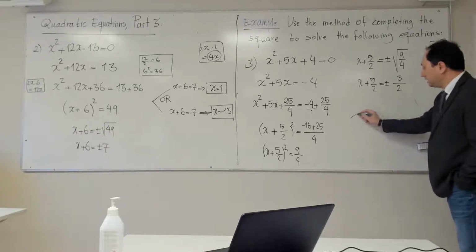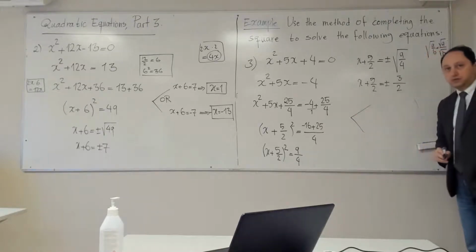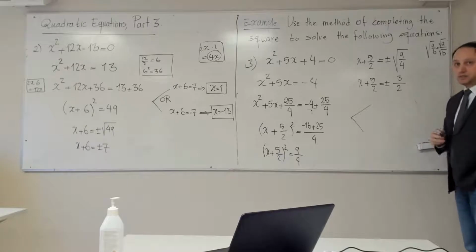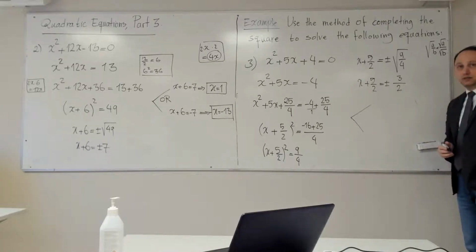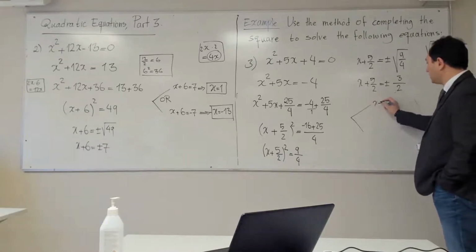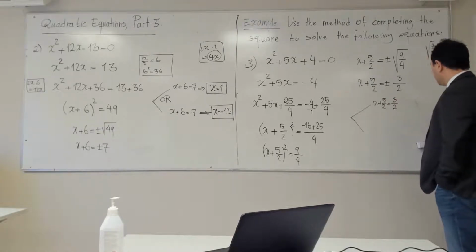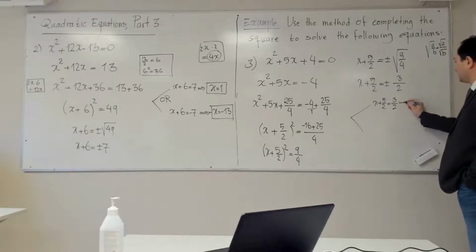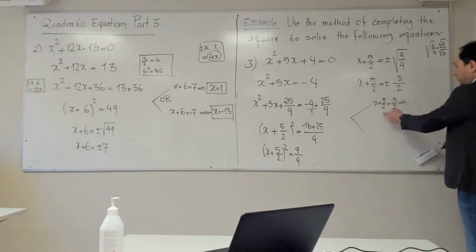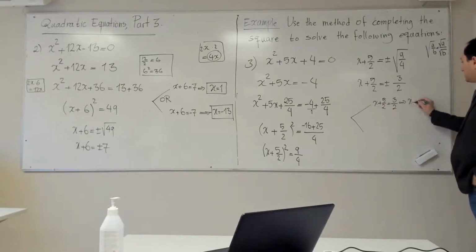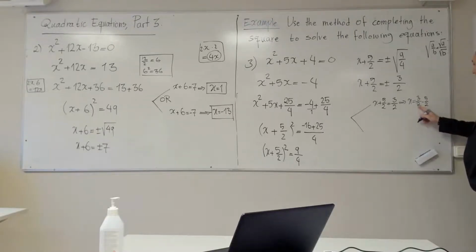And then from here, I divide my problem into two parts. One considering the positive sign, one considering the negative sign. So I have x plus 5 over 2 is equal to 3 over 2. So then what I do, I move 5 over 2 to the right. So it becomes 3 over 2 minus 5 over 2. But the denominators are the same. 3 minus 5 is minus 2, but minus 2 divided by 2 is just minus 1.